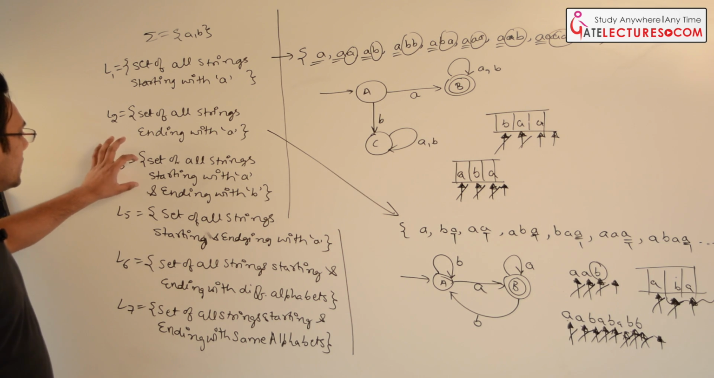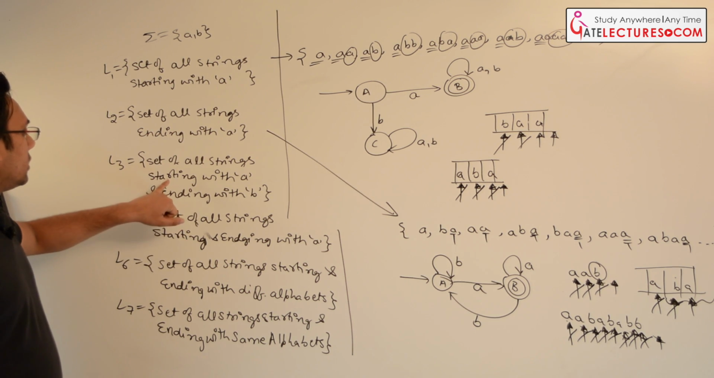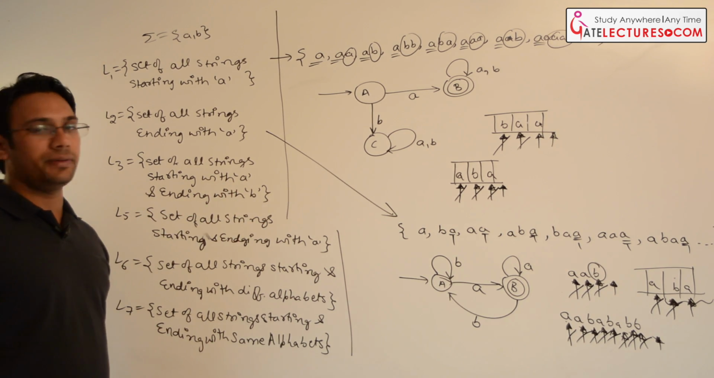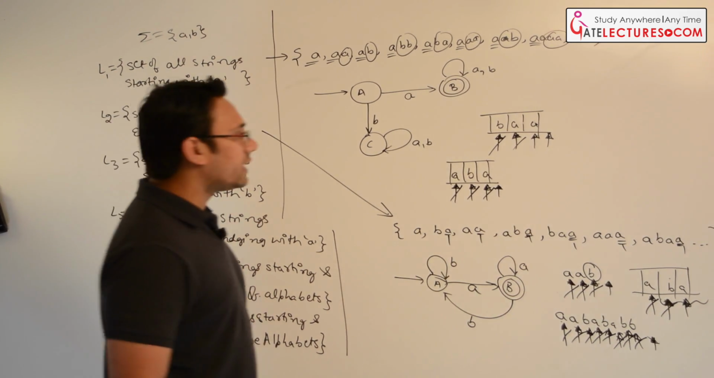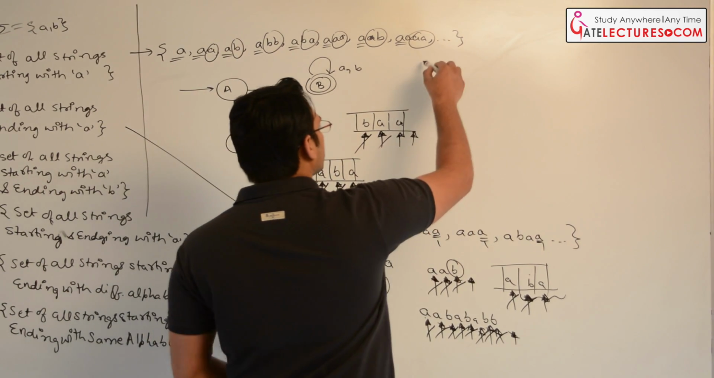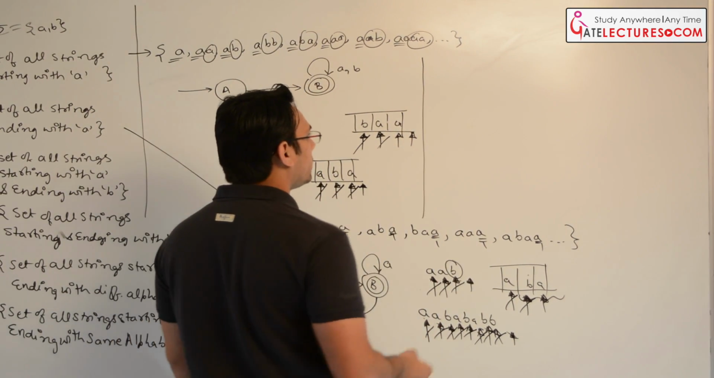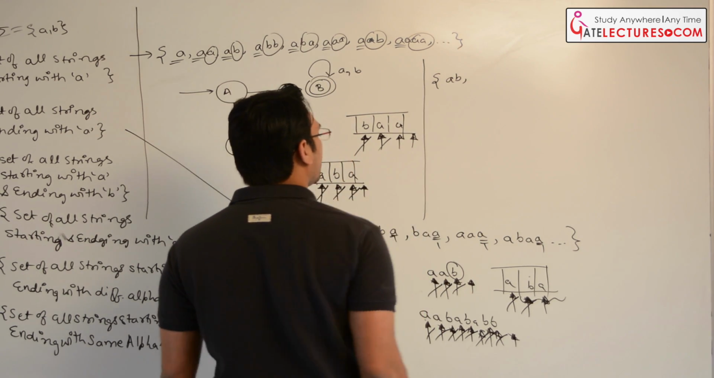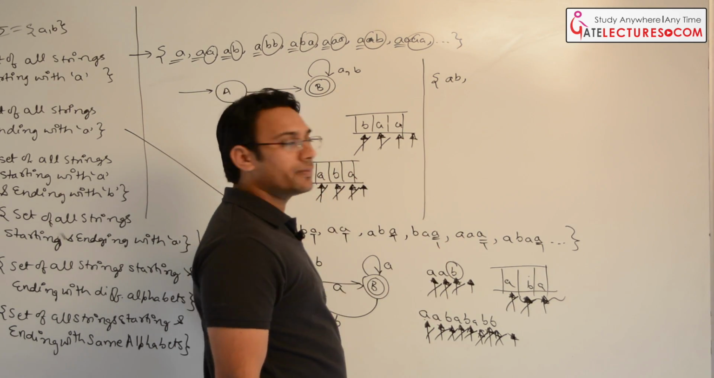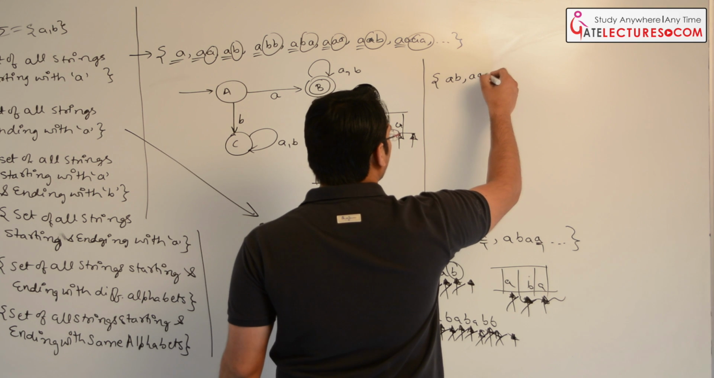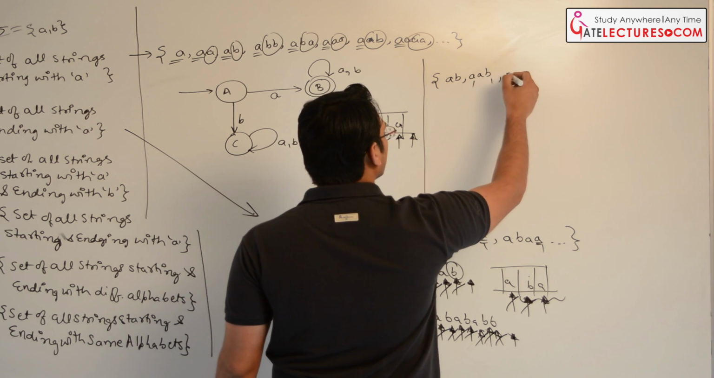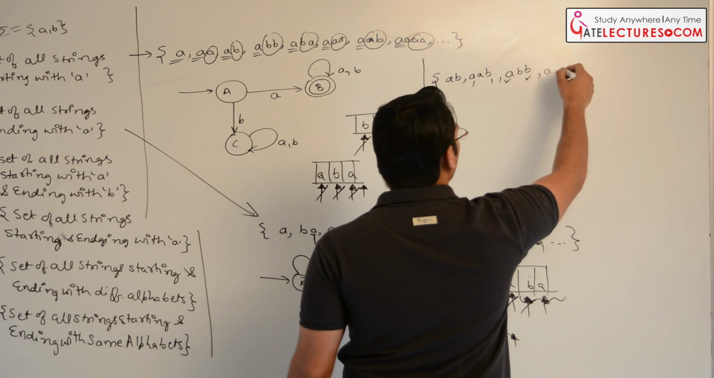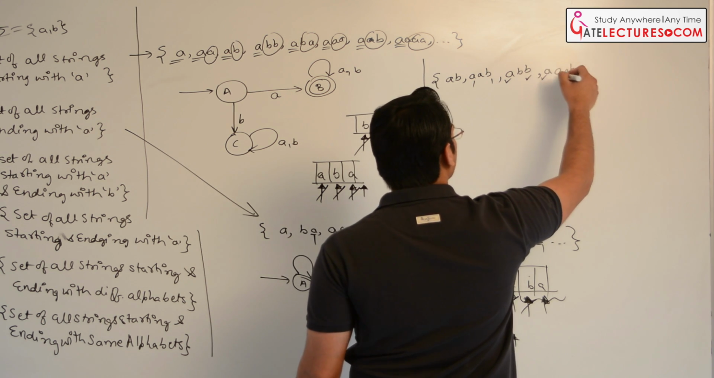The next example is set of all strings starting with A and ending with B. Starting with A and ending with B. Okay? So, what are the strings which will be present here? AB will be present. Why? Because it is starting with A and ending with B. AAB will be present, starting with A and ending with B. ABB is present, starting with A and ending with B. AAAB is present, starting with A and ending with B.